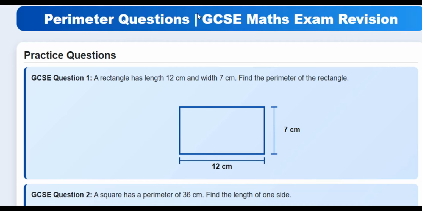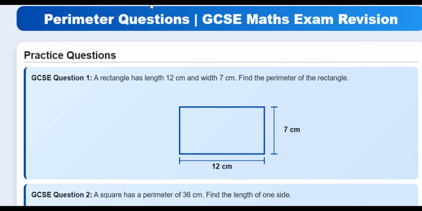Hello. From lesson 1 through to lesson 9, you have been learning about the perimeter of different shapes. And now in this last lesson, lesson 10, can we solve random GCSE questions relating to perimeter? We'll go first because we already know how to find the perimeter of different shapes and in different conditions.